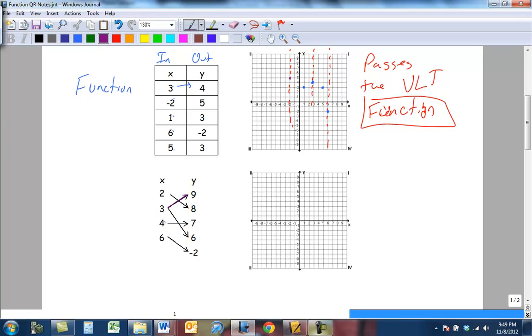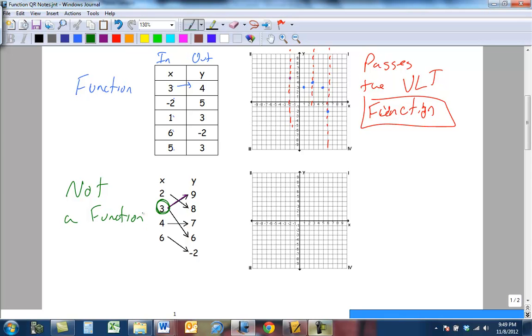Now, does each input have one output? No. The one that is messing this up is this 3. This one input has two different outputs. Thus, this is not a function.